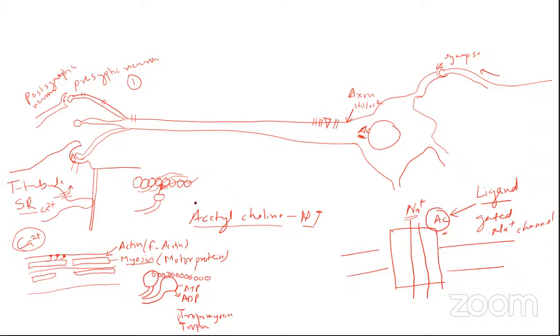So now the interesting thing that is happening at the synapse is that as soon as the first neuron releases acetylcholine here, it is going to excite the next neuron, because the next neuron has an acetylcholine binding sodium ion channel, or acetylcholine gated sodium ion channel.